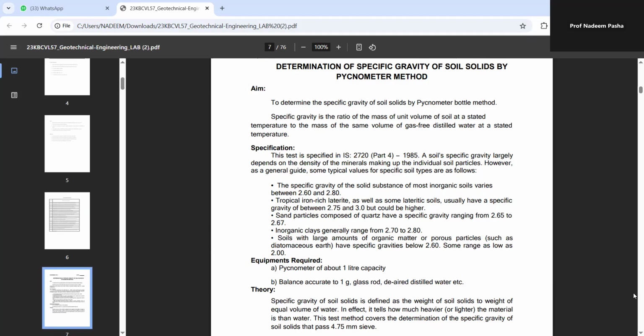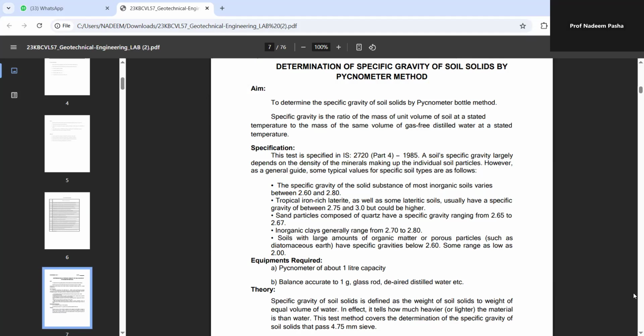The specific gravity of the solid substance of most organic soil varies from 2.6 to 2.8. Fine aggregate and coarse aggregate also have specific gravity varying from 2.6 to 2.8. Tropical iron-rich laterite as well as some laterite soils usually have a specific gravity of 2.7 to 3, but could be higher. What is happening? If tropical iron-rich laterites contain more amount of iron, then they are termed as lateritic soils. They usually have a specific gravity between 2.7 and 3, but could be higher.